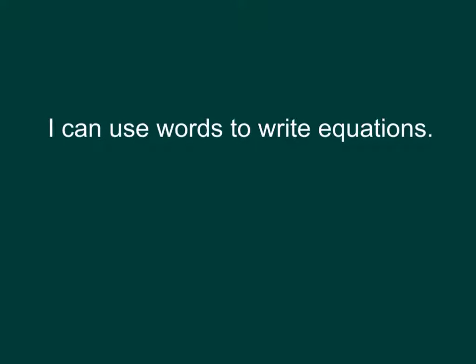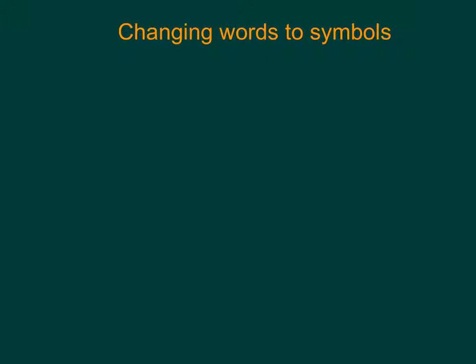Today's learning target is I can use words to write equations. Today we're going to be looking at how we can change words into symbols in math. If you remember yesterday, we said anytime we see the word of, that's going to mean we multiply something. Today we're also going to come across the word is. And is, anytime we see it in math, is going to mean equals.